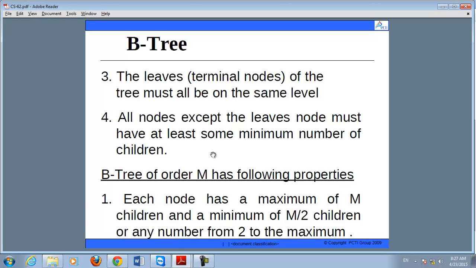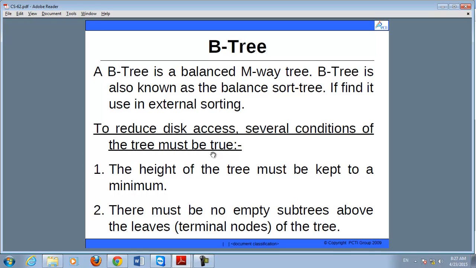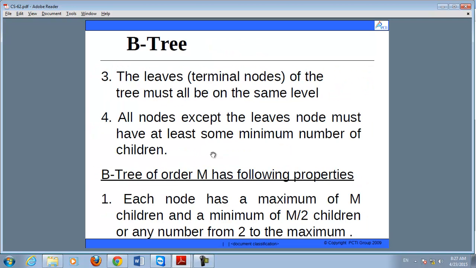These are the particular conditions that the tree must satisfy to reduce the disk accesses. Now, what are the features of a B tree? A B tree must have the following properties. In case of a B tree, there is an order given with the B tree, and on the basis of this order, you can insert a particular number of values in the tree.